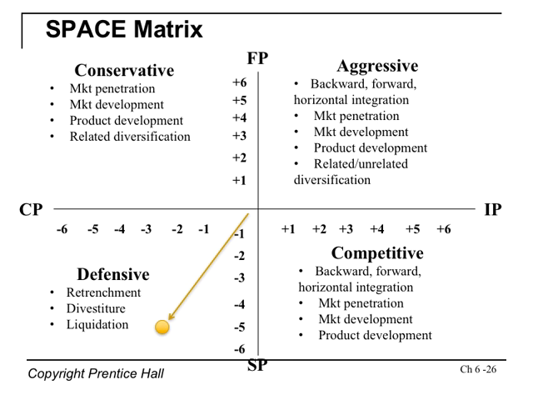Here we see this matrix deals with nearly all. You see what I'm saying? It deals with backward integration, forward integration, horizontal integration, the intensive strategies, and even diversification strategies, if that's in the aggressive quadrant. If it is defensive, it deals with retrenchment, divestiture, liquidation. If it's competitive, it deals with the integration strategies, and you realize there's overlap. And in the conservative quadrant, it deals with market penetration and related diversification.